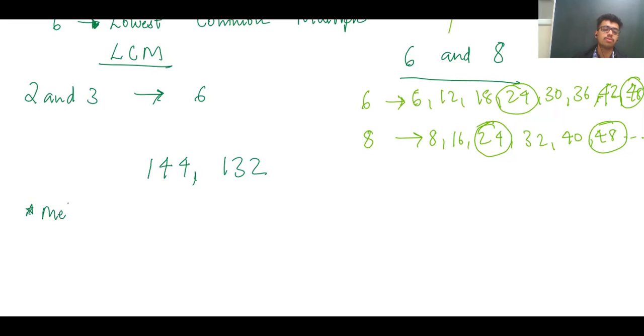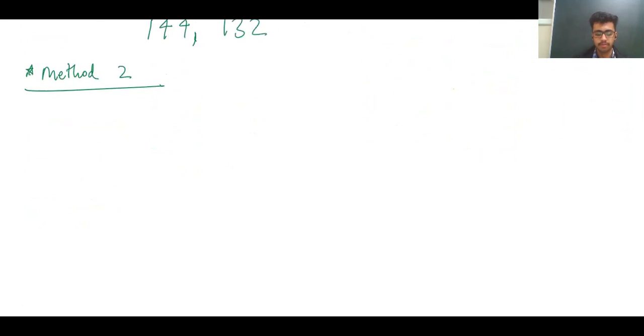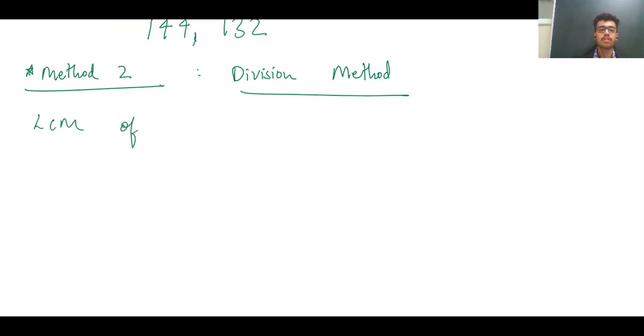So method number 2 to find the LCM, we call it the division method. Okay. Now in this division method, let's say I want to find the LCM of 32 and 24.